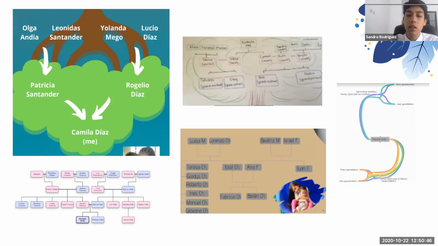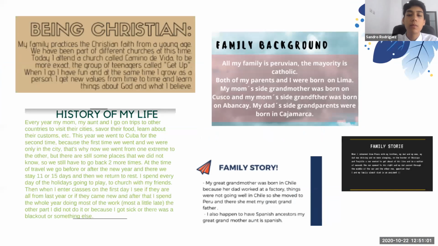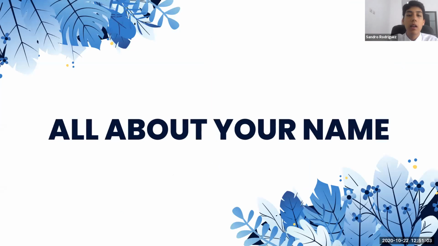Here are some examples and evidence from our classmates. Then our family story, where we try to define funny things or a story that our family had and that is unique from others. As well, here are some examples. And now Valeria is going to explain all about our names.